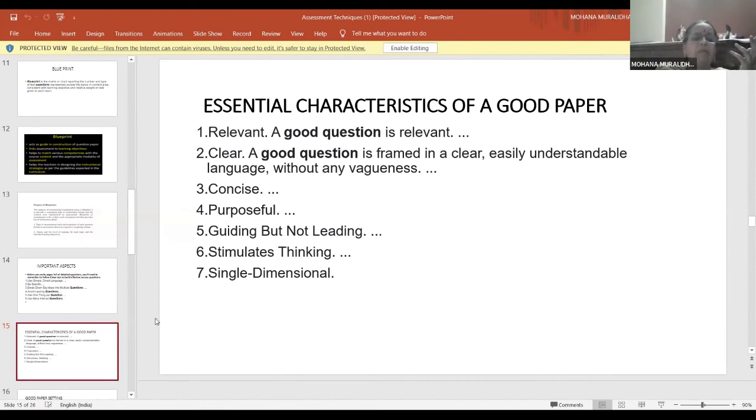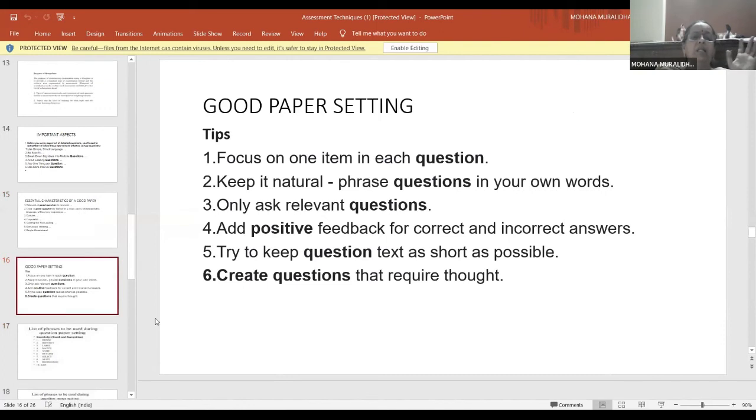We need many things. Paper setting is not so easy, all of us know. So for good paper setting, focus, as I told, on one item in each question. Keep it natural. Phrase questions in your own way. Natural phrasing, not very complicated words. Only ask relevant questions, don't ask irrelevant questions. Add positive feedback for correct and incorrect answers. So the feedback that the child gets should also be positive.